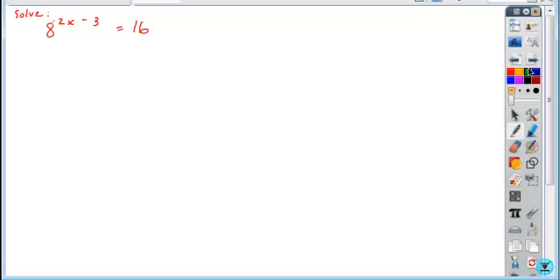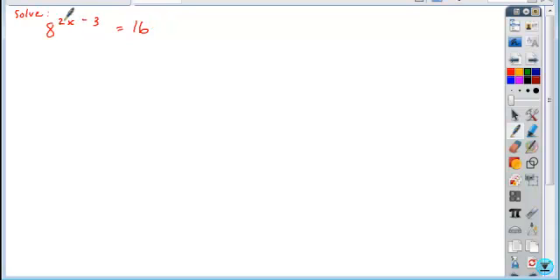Right, when we take a look at this problem right here, it says 8 to the 2x minus 3 equals 16. Well, when you look at 8 and 16, 16 can't be expressed in a base of 8, and 8 can't be expressed in a base of 16. However, can you express either one of those using a different base?